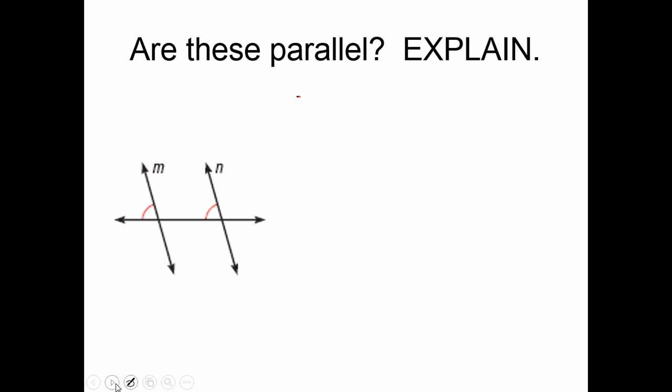Okay, now let's look at this one. Are these lines parallel? So be thinking, is there a special relationship that determines if lines are parallel? Those two angles are in fact corresponding angles. So again, we would say M is parallel to N. Why? Because we see that corresponding angles are congruent.